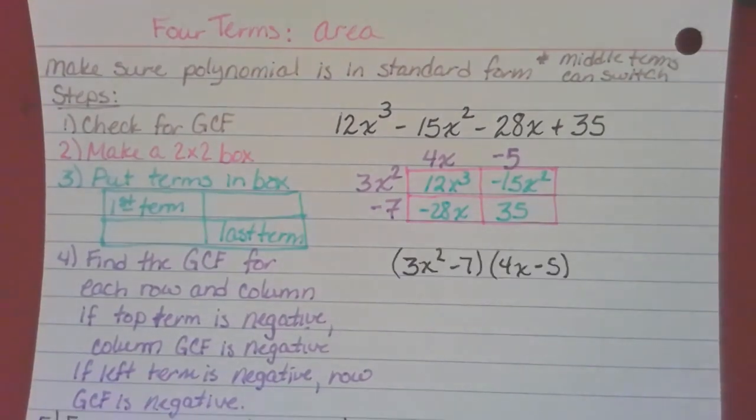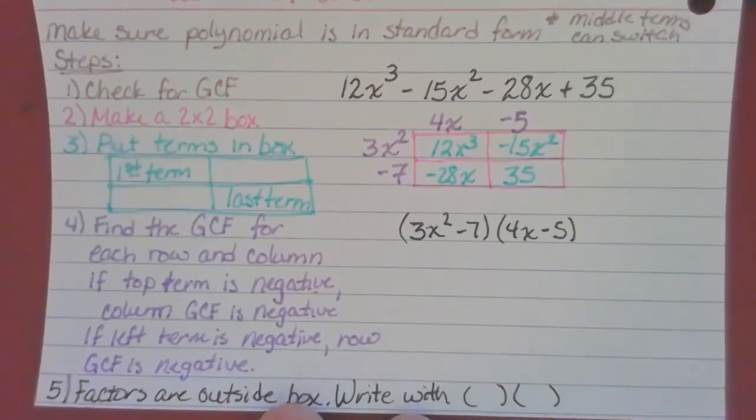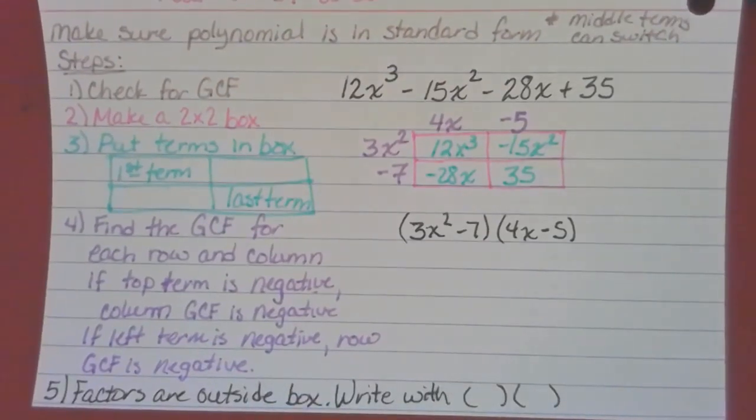And then your final step is to notice that your factors are actually what's outside the box, and you're going to write them as 2 sets of parentheses multiplied together. So I always pick the term with the highest degree, or the highest exponent, and I put that in the first parentheses, but it really doesn't matter. Since it's multiplication, you can have those parentheses in the opposite order.